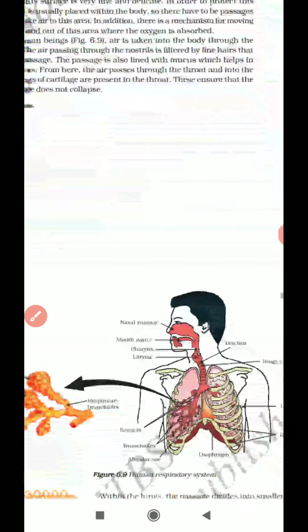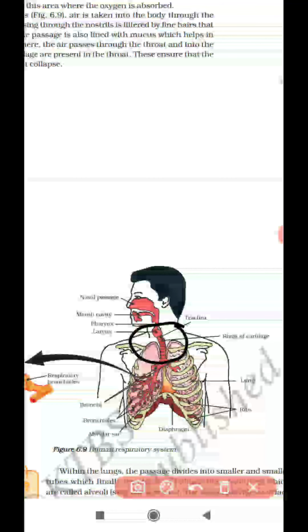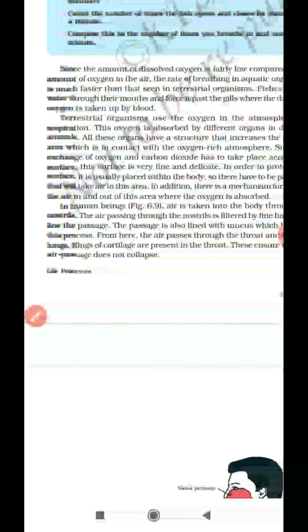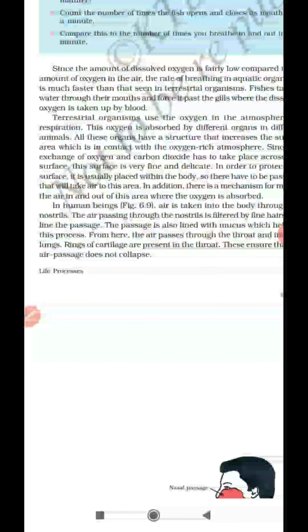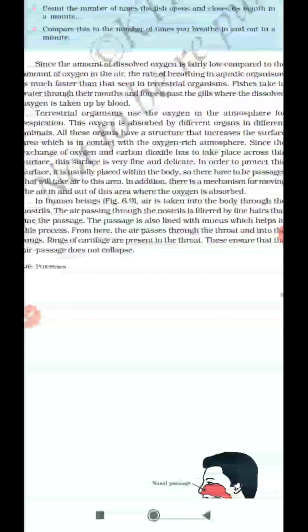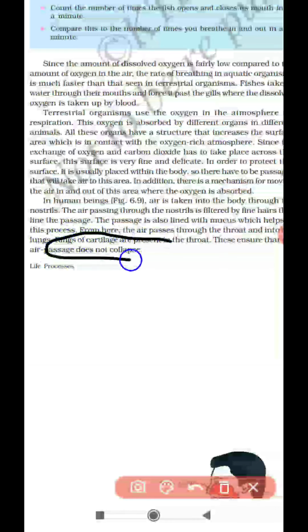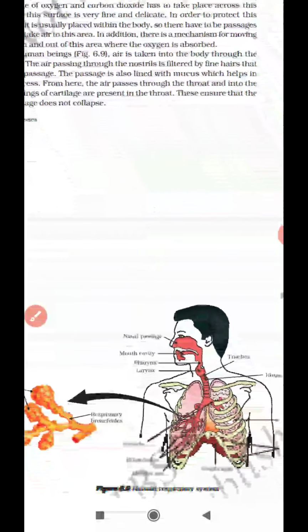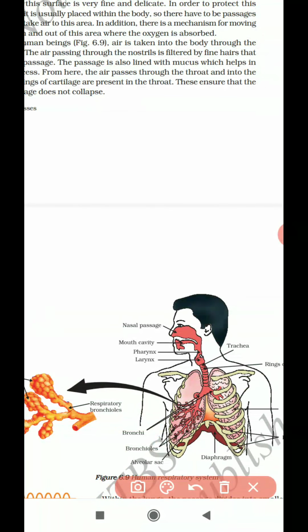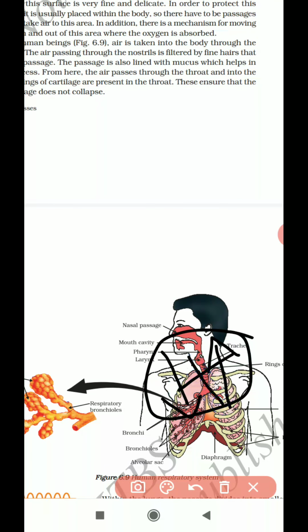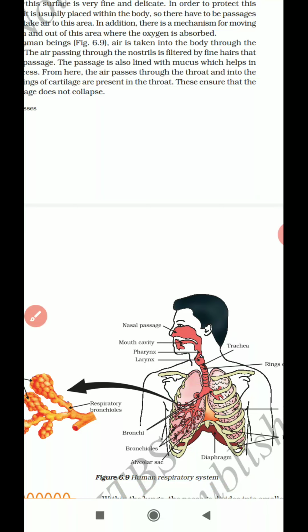What is the role of these rings of cartilage? The rings of cartilage will not let the air pipe collapse. See, through the same trachea pipe, oxygen is coming in and carbon dioxide is going out. So both airs should not be mixed up. To prevent the mixing of both gases, the rings of cartilage help.